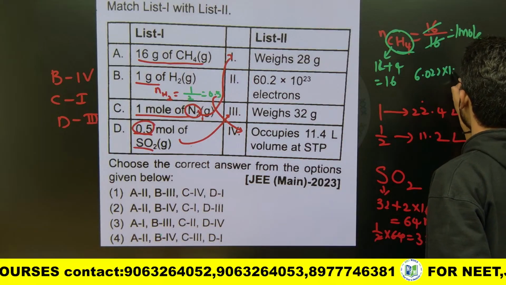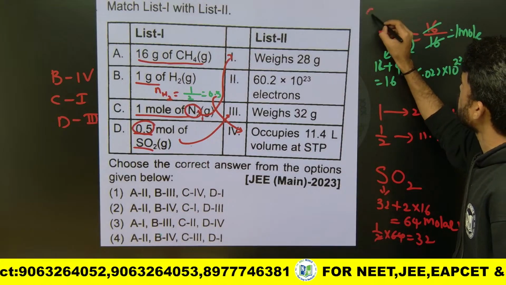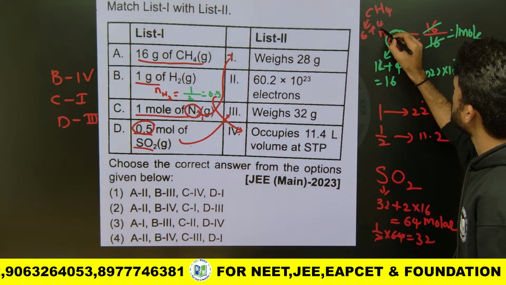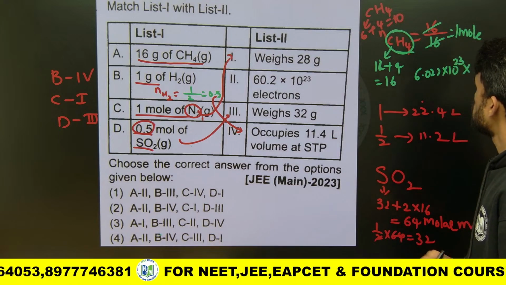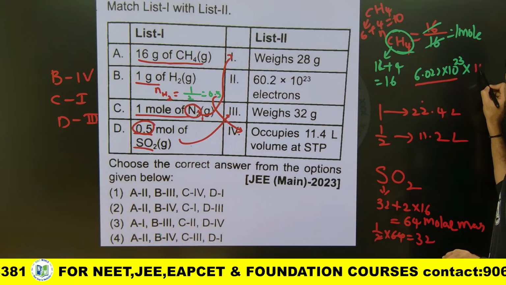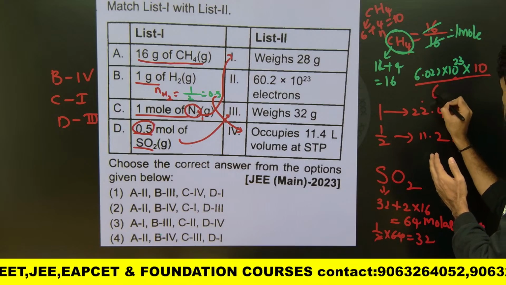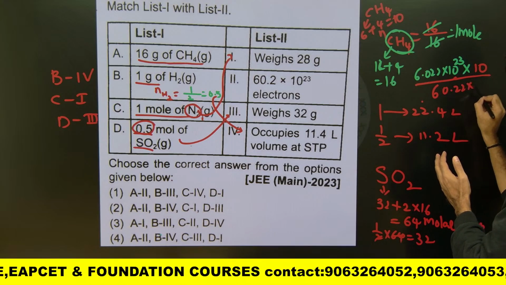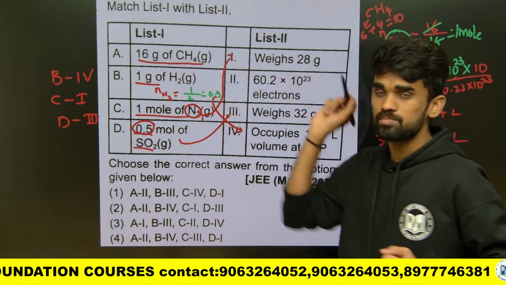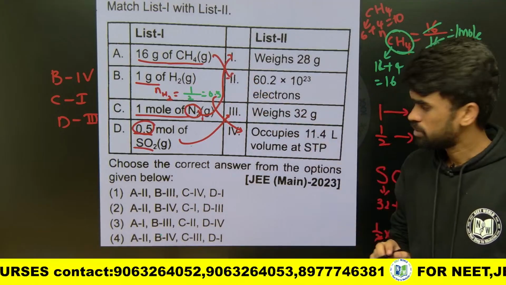6.022 into 10 power 23 methane molecules are there. In one methane molecule, carbon has 6 electrons and hydrogen has 4 electrons, total 10 electrons. So in 1 mole of methane you will get Avogadro number into 10, total this many electrons are present. So I can write it in simpler manner, 60.22 into 10 power 23 are the electrons present in this 16 grams of methane. So you have option A as your 2, right?